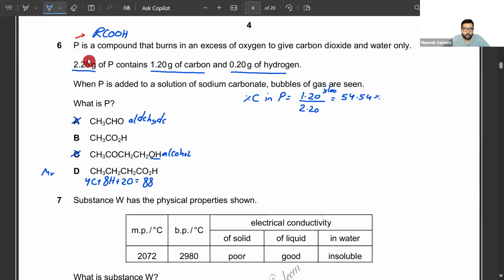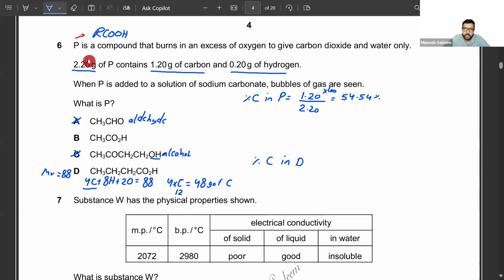Now out of the total mass, the Mr value is 88, and out of this, the mass of the carbon is equivalent to 4 times of carbon. So 4 times the carbon mass, which is 12, gives me 48. That's the mass of the carbon, 48 gram of carbon. So I'm going to calculate the percentage of carbon in D option.